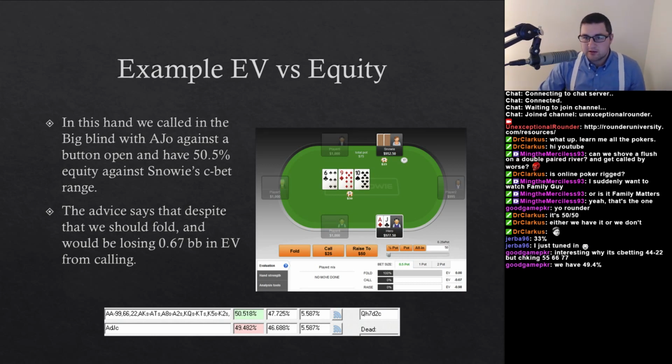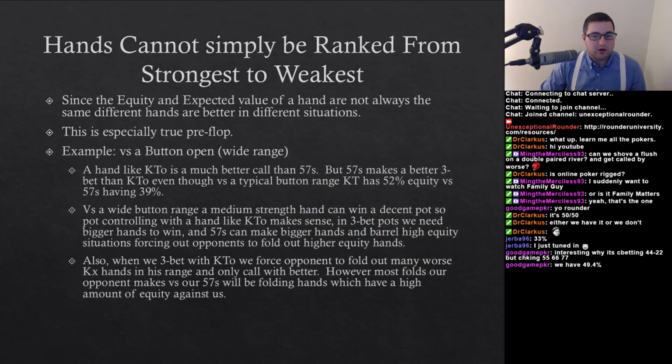All right. Let's see. I think we got one more topic, and then we'll be done with lesson 1. So I think this should be pretty obvious at this point and after all the examples we've gone through, but let's talk specifically about why some hands play better in different situations. So hands cannot simply be ranked from strongest to weakest. Since the equity and expected value of a hand are not always the same, different hands are better in different situations. This is especially true pre-flop.